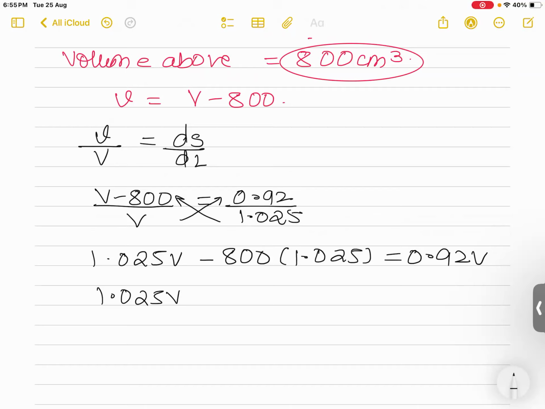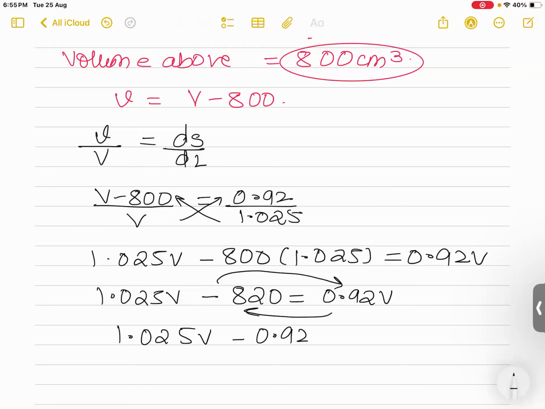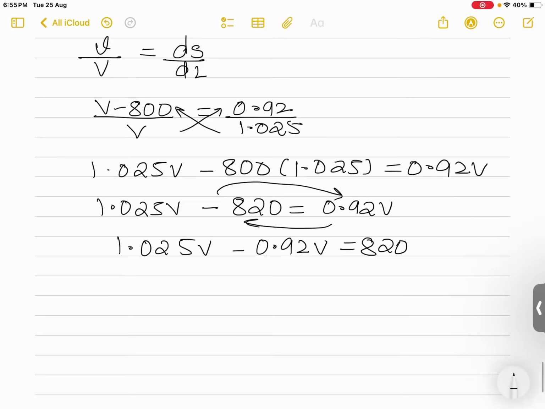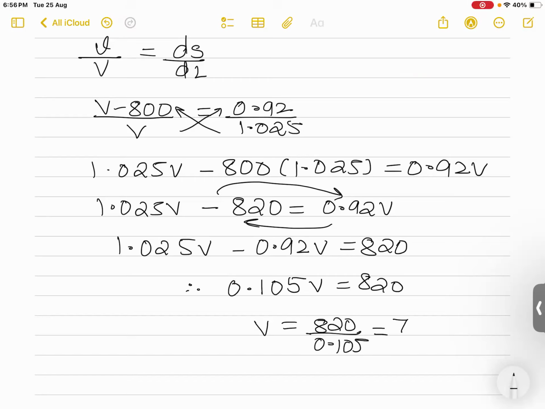Okay. So we will multiply this. 1.025 into 800 is 820. So 820 is equal to 0.92 V minus... 820 goes there and 0.92 comes here. So we will get 1.025 V minus 0.92 V is equal to 820. That is 0.105 V is equal to 820. So can I say V is equal to 820 upon 0.105, which is a big number, 7809.523 centimeter cube. There it goes. Probably this should be the answer.